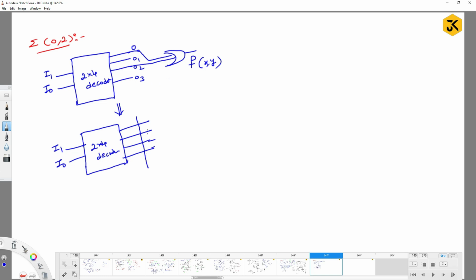Now, to get the output 1 for 0 comma 2, meaning if I get this line activated, or to get this line activated, I am going to pass the values from here. But for these two cases only I need to get the function f of x comma y, meaning I need to get high voltage here. So what can you do? Can I make a connection here?